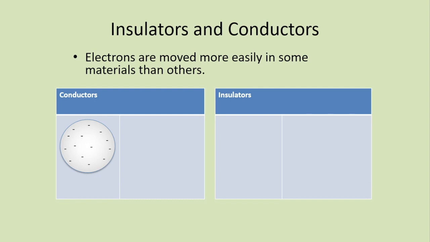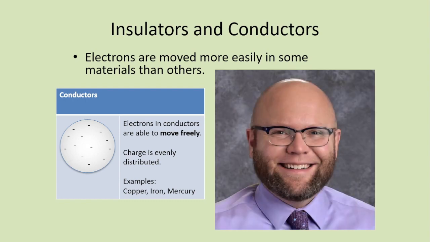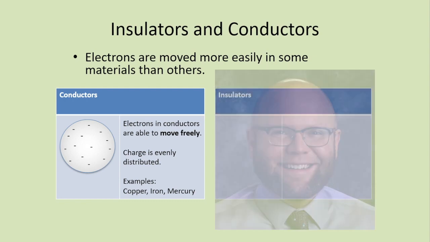Well, if we look at a conductor, inside a conductor, it's going to look something like this, where these negatives represent electrons, and they're all spaced out. Why are they spaced out? Because they're easily allowing our electrons to move. Just like we said, electrons in a conductor are able to move freely. Charge is evenly distributed. Some examples could be copper, iron, mercury. That's why all of our wires are made out of copper, because they easily allow those electrons to flow.